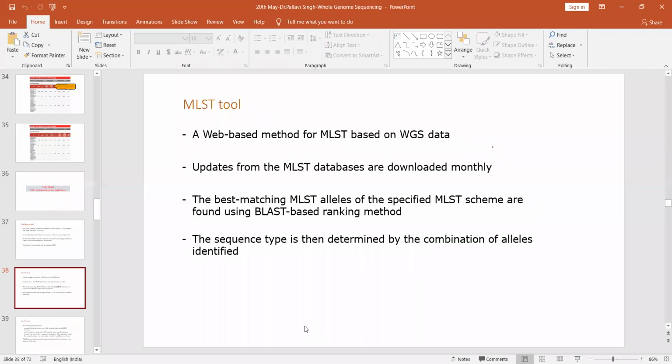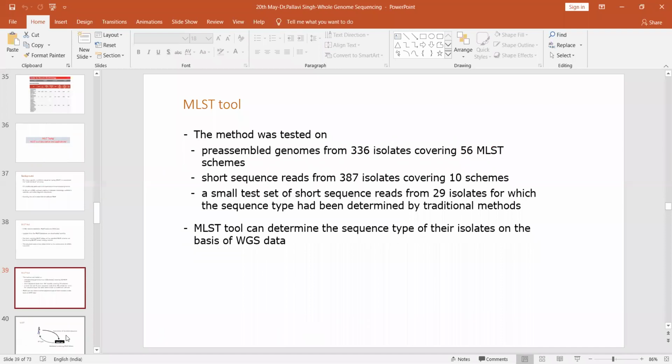So again, this is a web-based method of MLST based on WGS data. What we have done here is that we have stored the data of many alleles of the known organisms, and by using BLAST of the unknown query sequence against the known MLST alleles, we determine the allele type of the unknown bacteria or unknown microbe.